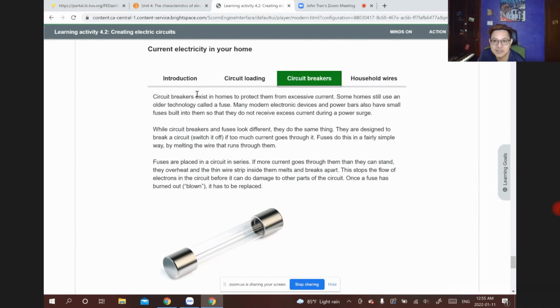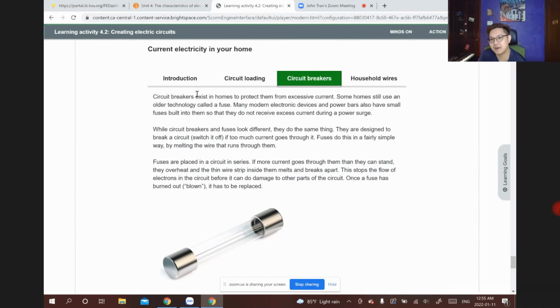Circuit breaker. Every home has a circuit breaker to protect it from excessive current. In some homes, the protection is the circuit breaker. Many older homes use an older technology called a fuse.